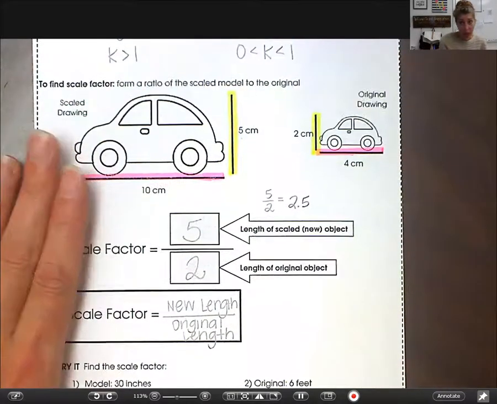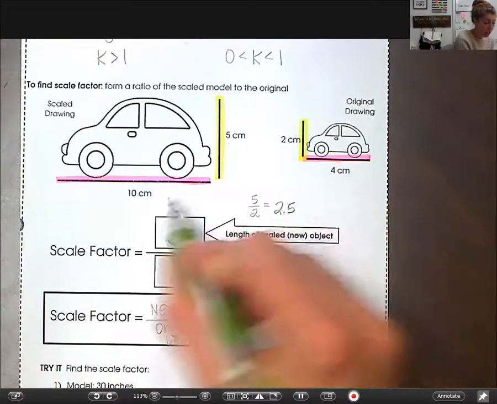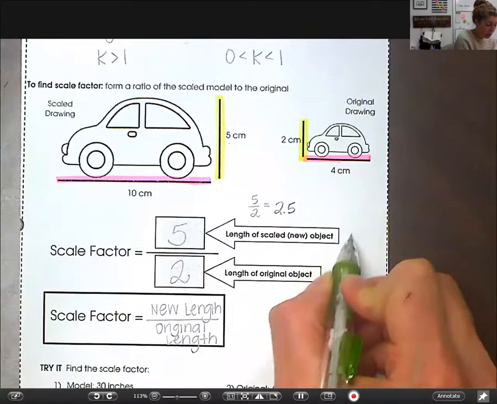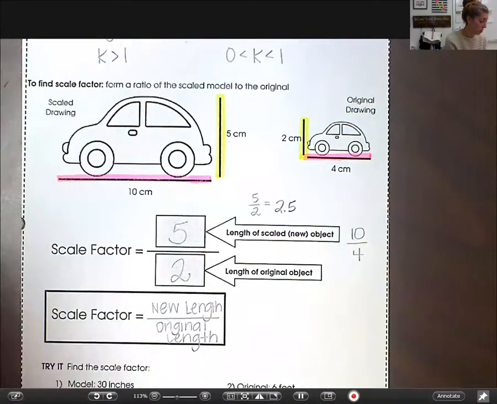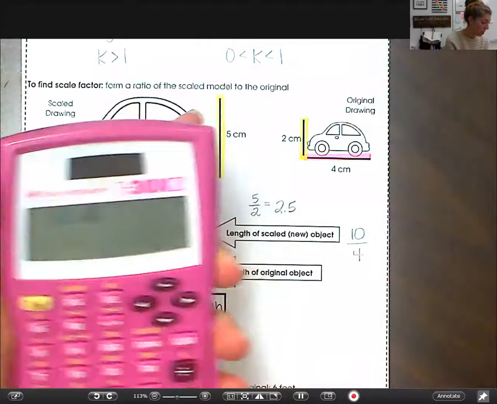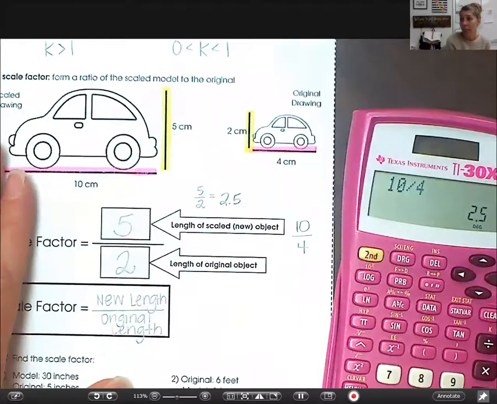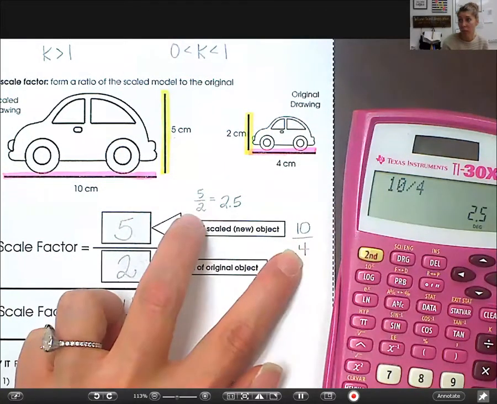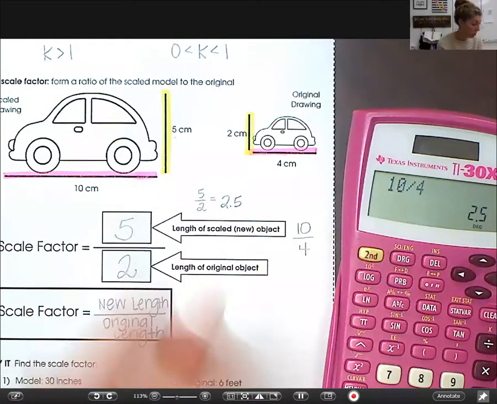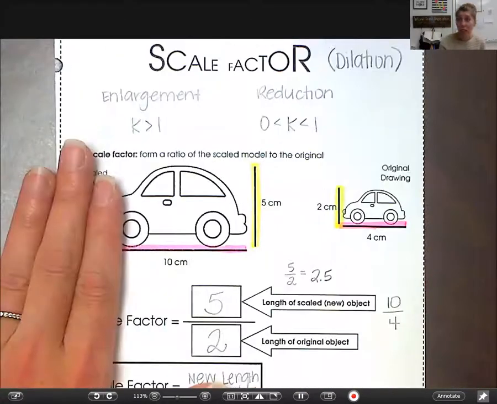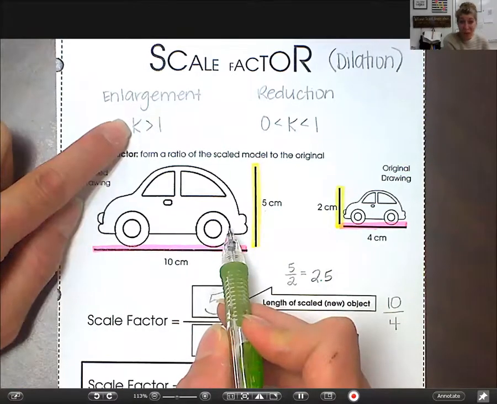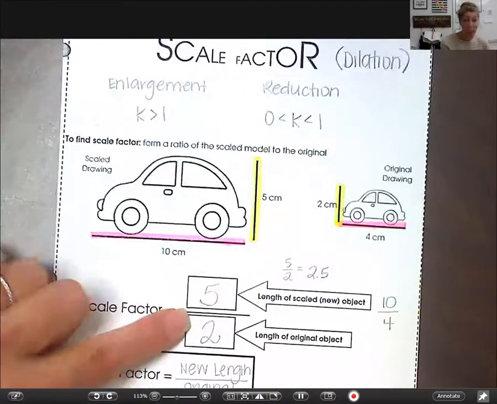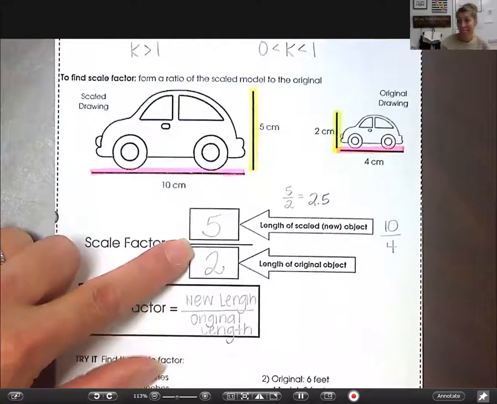Now, just to prove to you, I want to do the other one too, to show you if I had used the other 2 values, I'd be putting the new over the original, and 10 divided by 4 is the same as 5 divided by 2. In fact, it's just the simplified version of that fraction. So that's really all we have to do, and kind of recheck yourself. This car got bigger, so I'm expecting a number that's bigger than 1. And that's what I got. I got 2.5. So that makes sense.